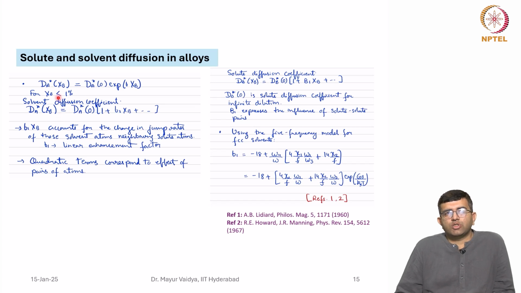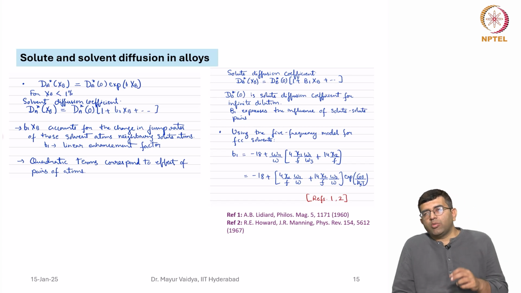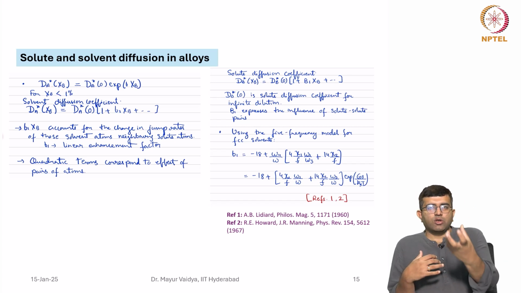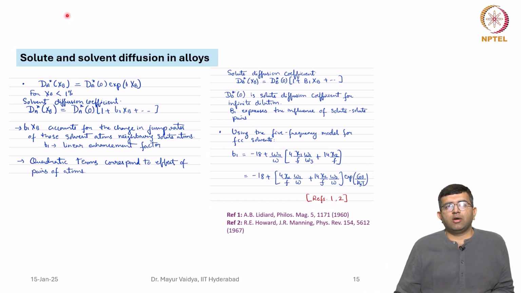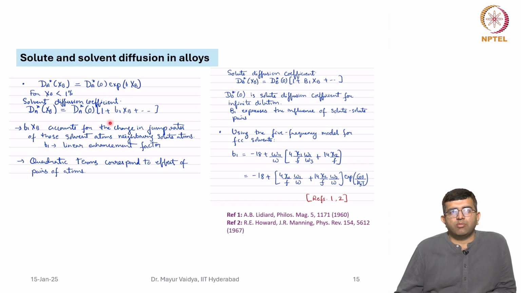Then, solute and solvent diffusion in alloys, the D star A of XB. So that means, when you add a solute, how much the solvent diffusion coefficient is changed. That is given by DA star into exponential B XB, where XB is the fraction of the solute. If the solute fraction is very small, say less than 1%, then the solvent diffusion coefficient DA star of XB is equal to DA star 0, where DA star 0 is without any solute. And if you expand this, it is 1 plus B1 XB plus so on.